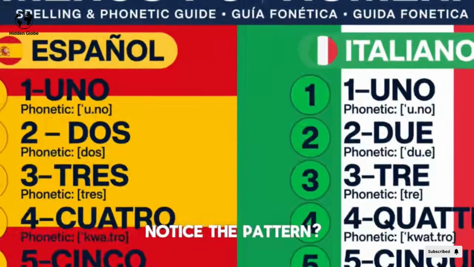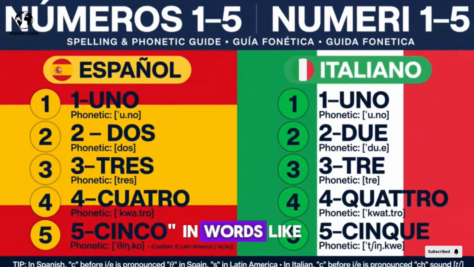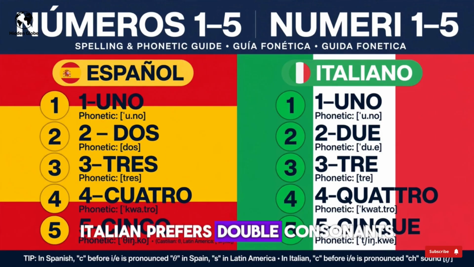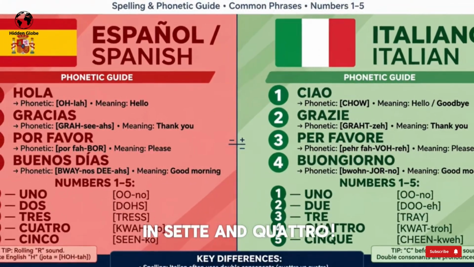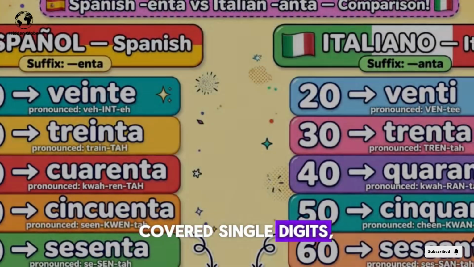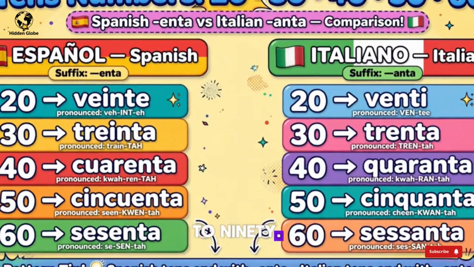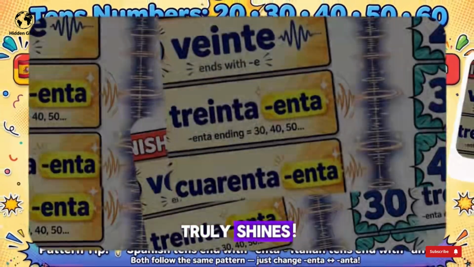Notice the pattern? While Spanish often adds diphthongs like ie or ue in words like siete and nueve, Italian prefers double consonants like the double T in sette and quattro. Now that we have covered single digits, let's move on to the tens, counting from 20 all the way to 90. This is where the cadence of both languages truly shines.